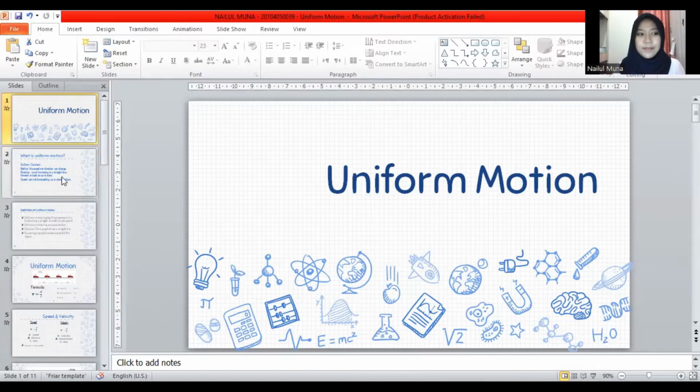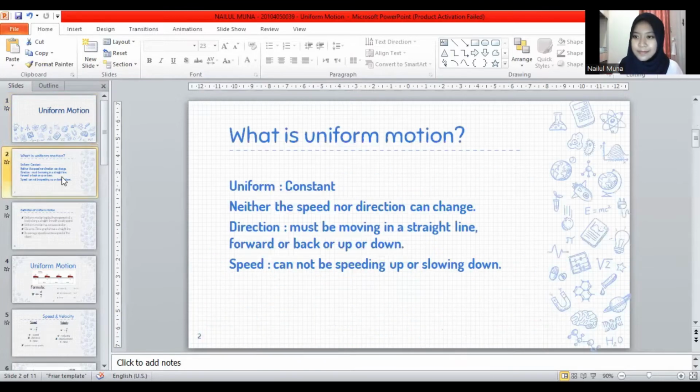Uniform motion. What is uniform motion? Uniform means constant. So neither the speed nor the direction can change. Direction of the uniform motion must be moving in a straight line, forward or back or up or down. And the speed of the uniform motion cannot be speeding up or slowing down.